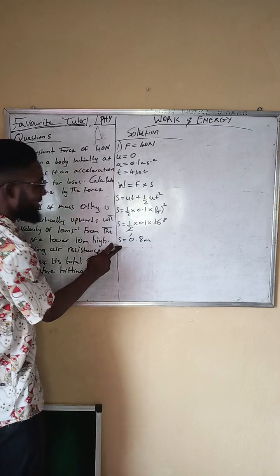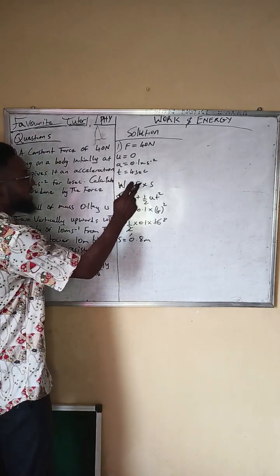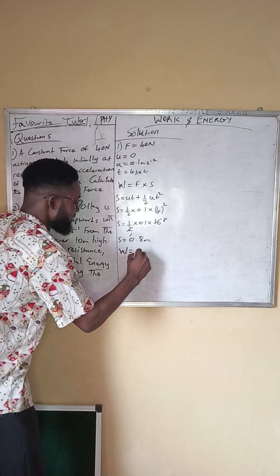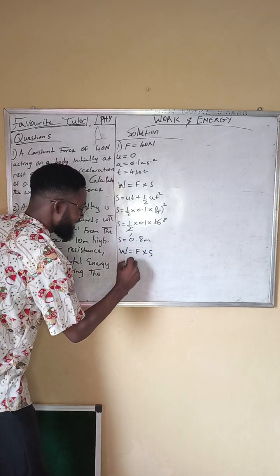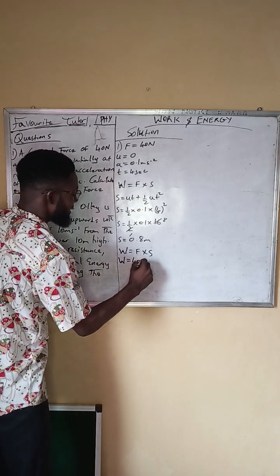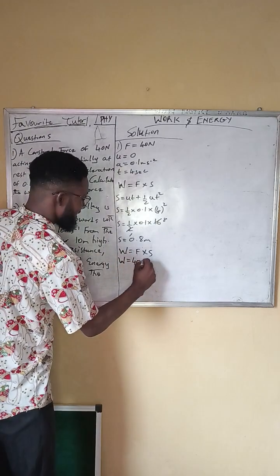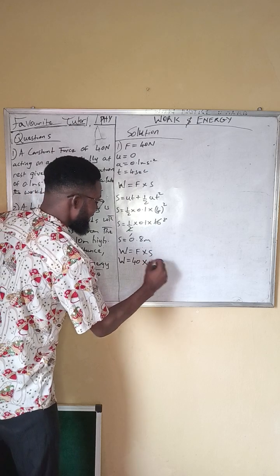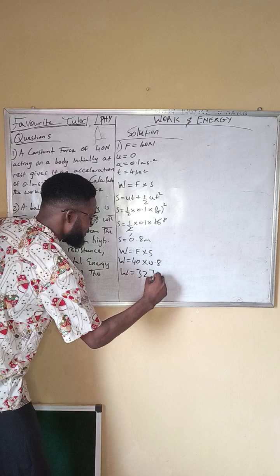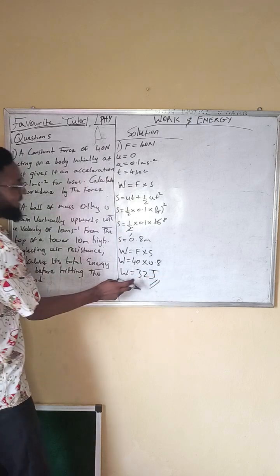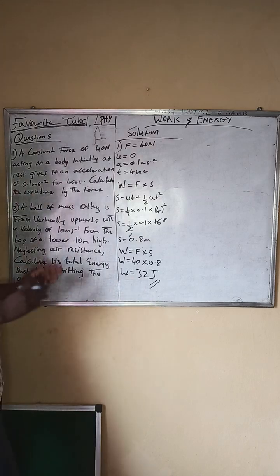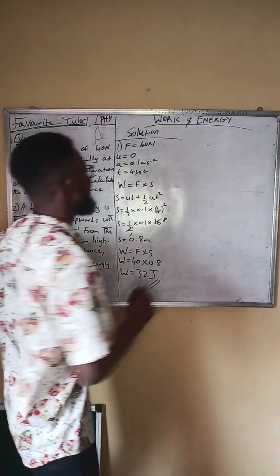Since we now have the distance, we substitute it into work done. Work done is force times distance, which is equal to 40 Newton times 0.8. So work done is 32 joules. This is the work done. All right, we have solved number 1. Let's go to number 2.